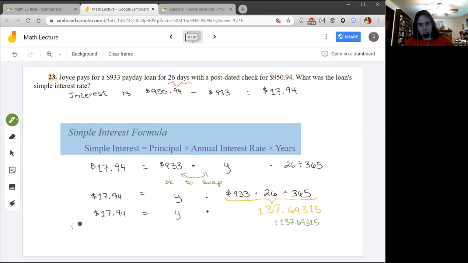And it's a long decimal, but that's okay. I can still divide by it. My calculator doesn't care. So 1794 divided by previous answer gives me about 0.11, so 11%.